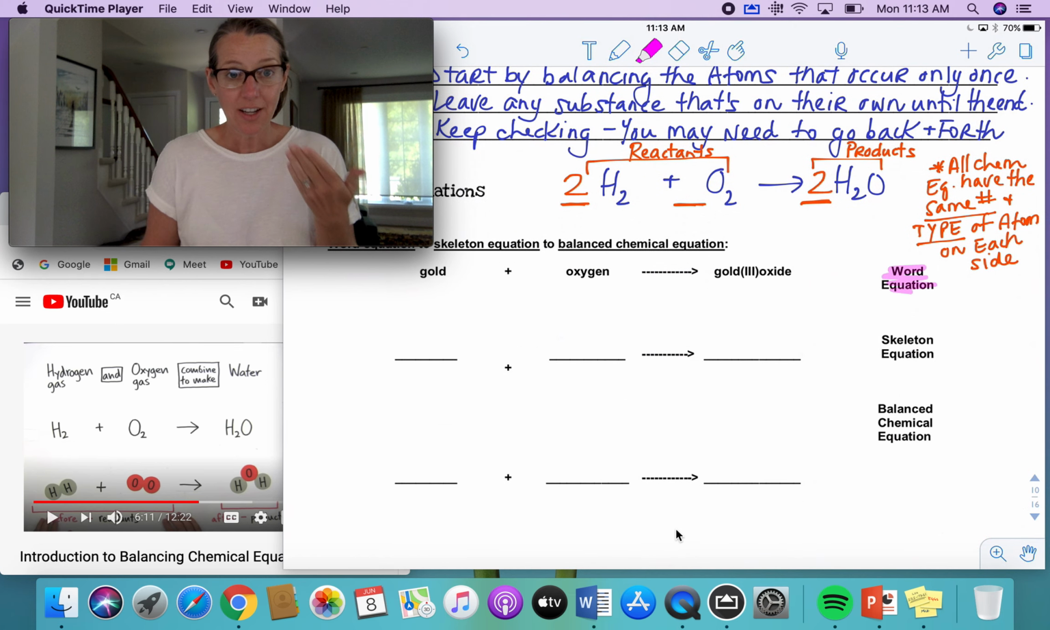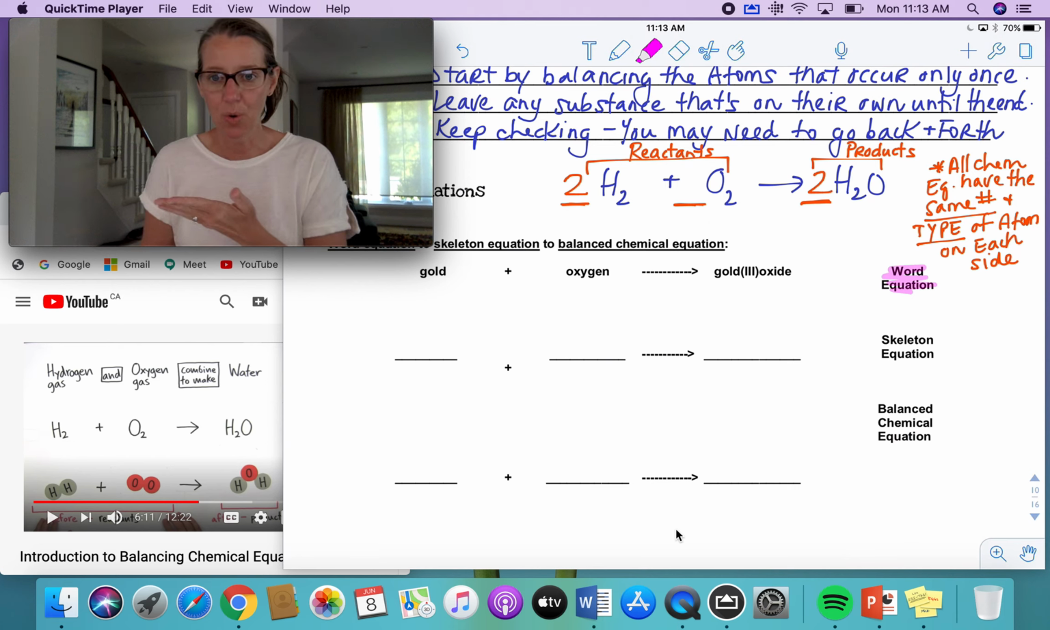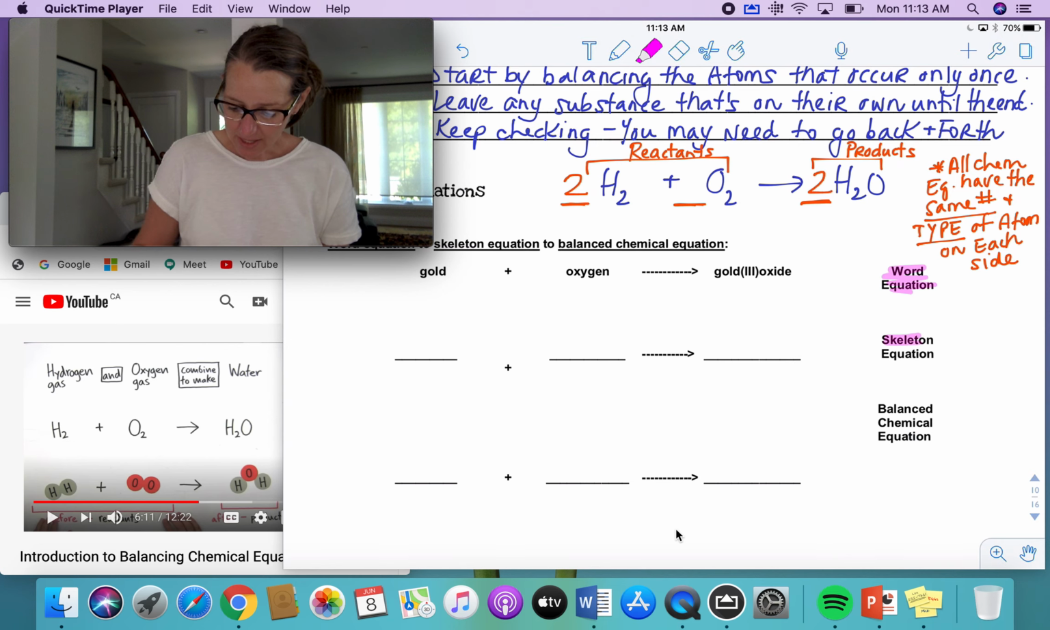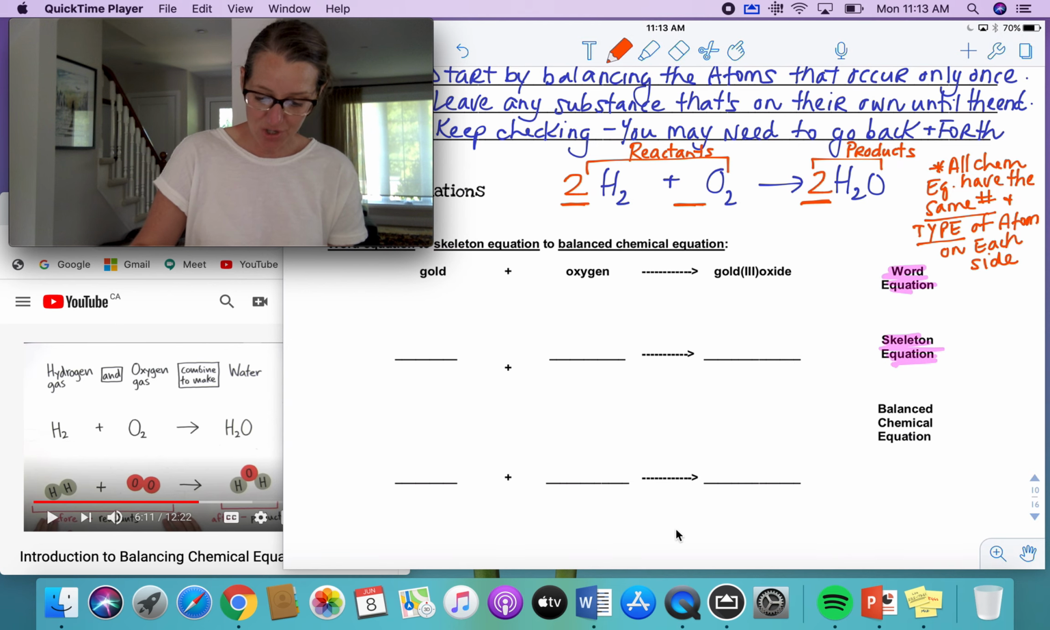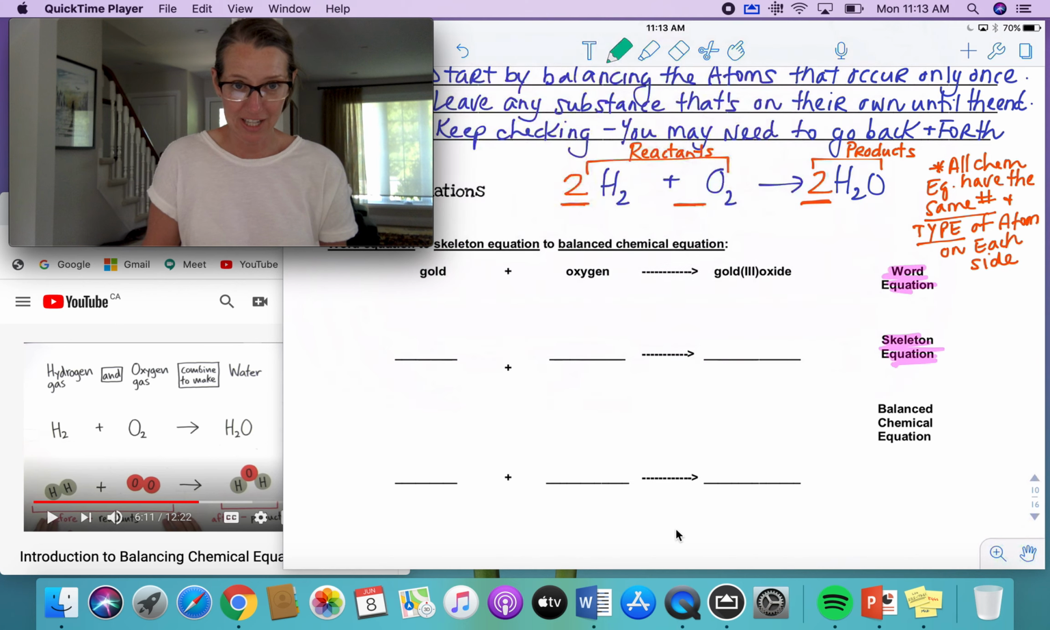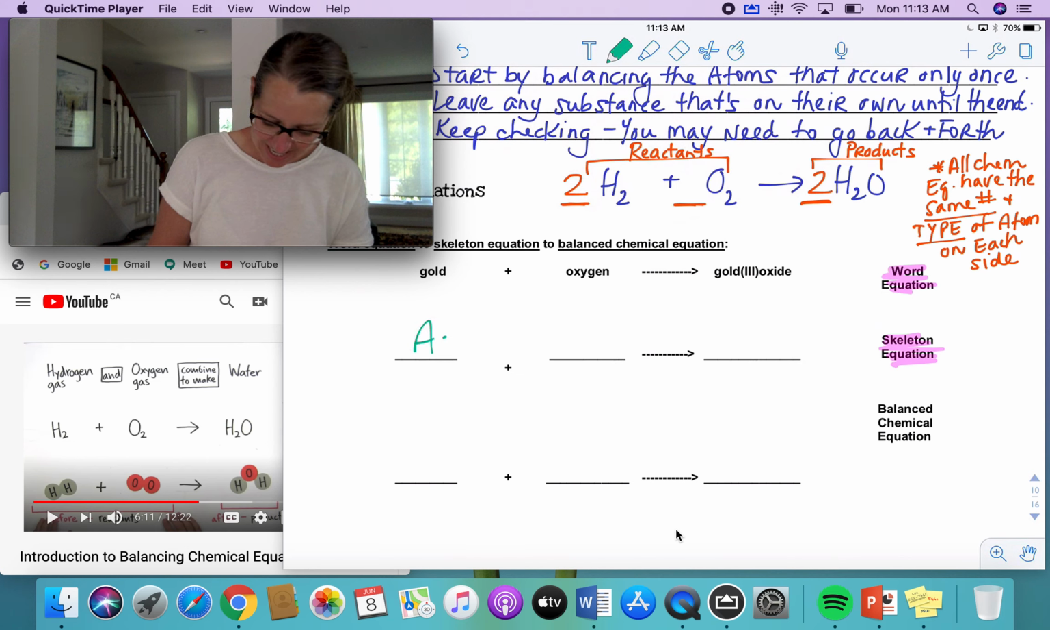Step number 1, you've been given a word equation. Gold plus oxygen gives me gold 3 oxide. Now, let's write my skeleton equation, okay? So here's where you have to make sure you've got the correct formula for everything. Gold, how do you represent gold? Simply Au.